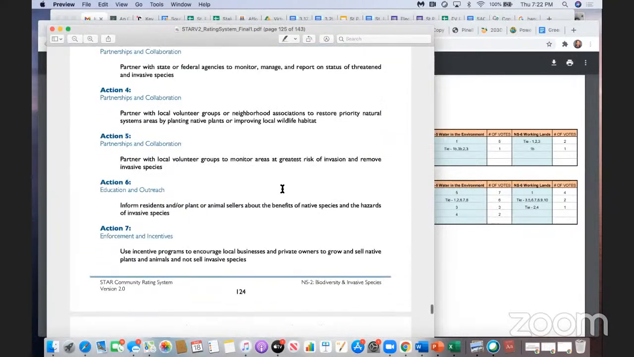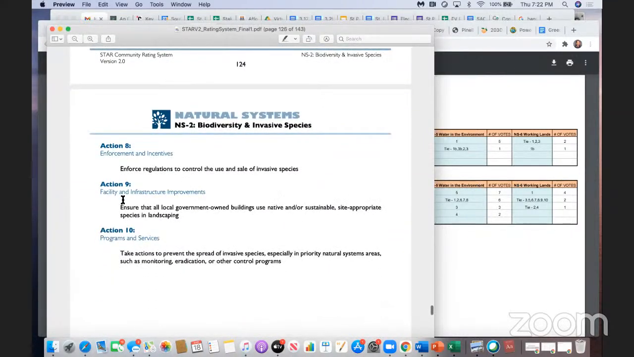You're right. Local action 9 is facility and infrastructure improvements. Ensure that all local government owned buildings use native and or sustainable and site appropriate species in landscaping. Mm-hmm. So that's something, going back to what the city can control, that's not a heavy lift either, because the city can manage that.